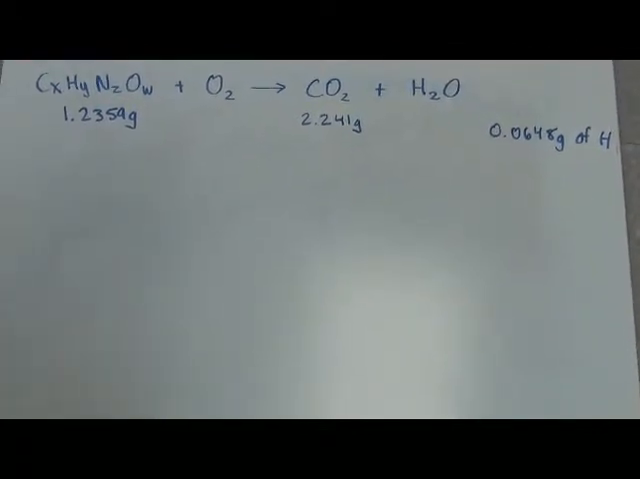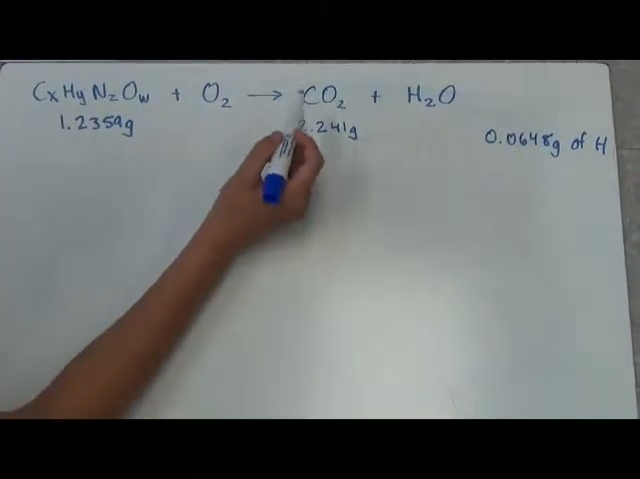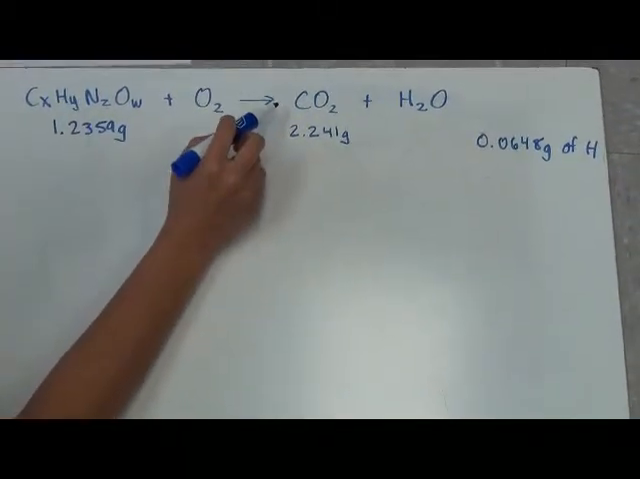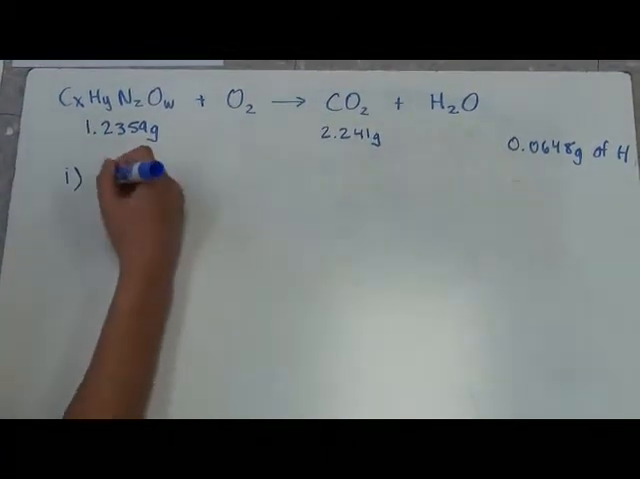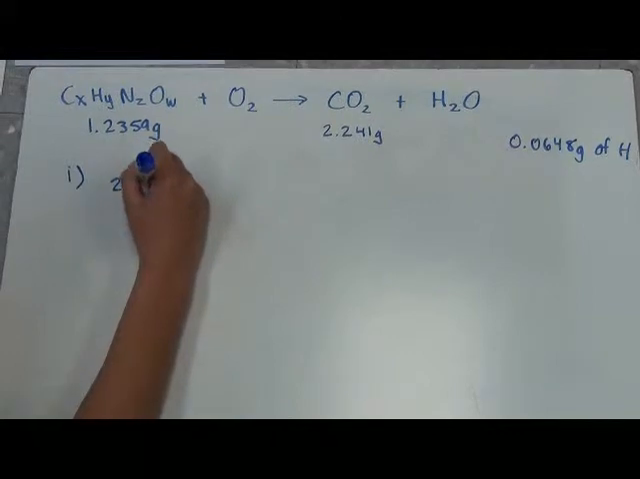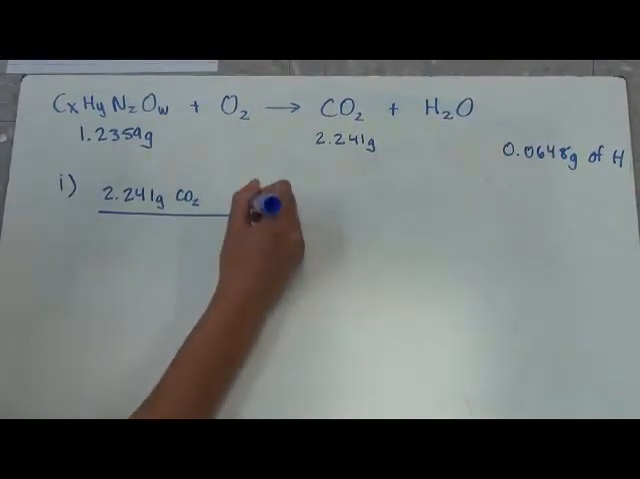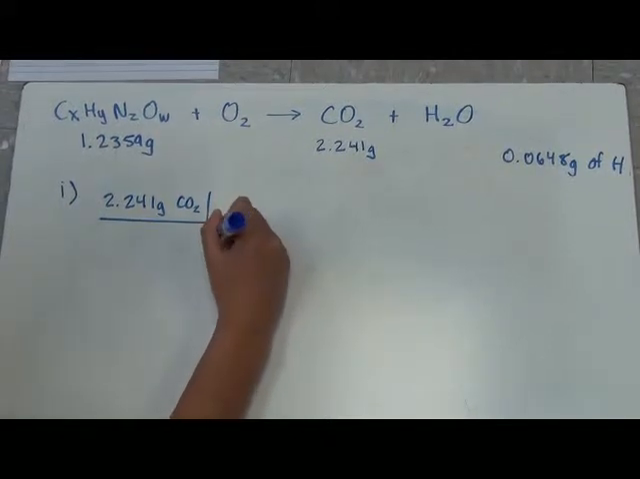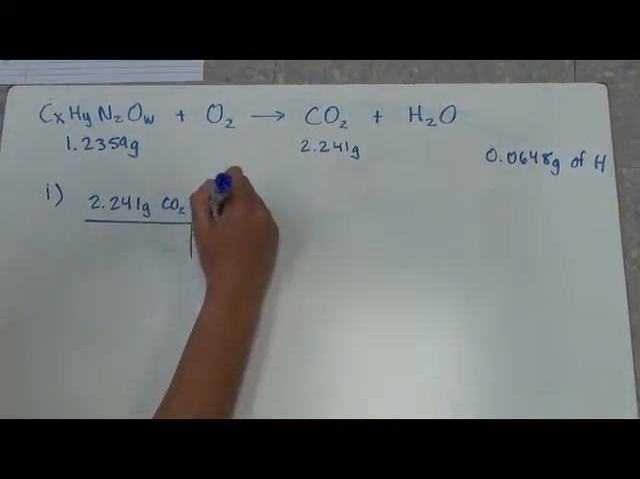So what you can do to solve for this, you can use stoichiometry and use the grams that they gave you from the CO2 and find the grams of carbon. So part 1. You start with 2.241 grams of CO2 and you have 44.01 grams. That is your molar mass. So you have 1 mole.